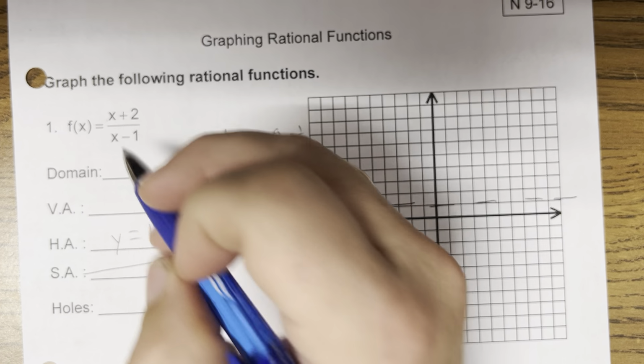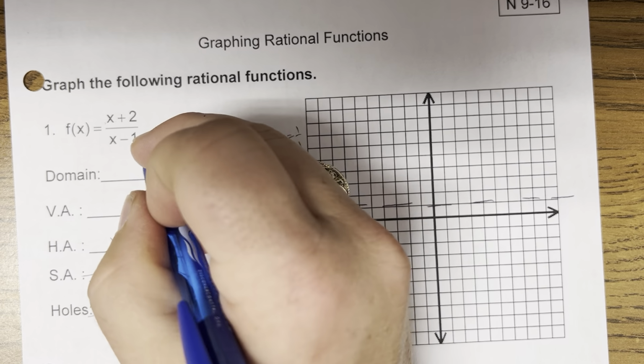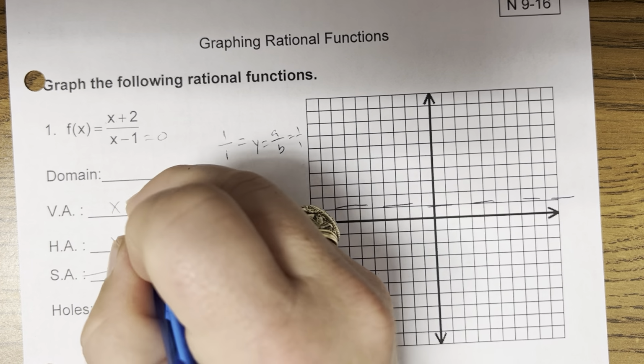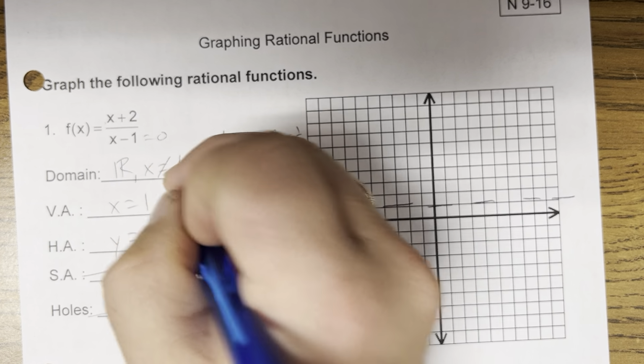Everything's already factored, nothing cancels, so there's no holes in this graph. My VA, I set the bottom equal to 0, x equals 1. My domain's going to be all real numbers, but x cannot be 1. And so there's my vertical asymptote.